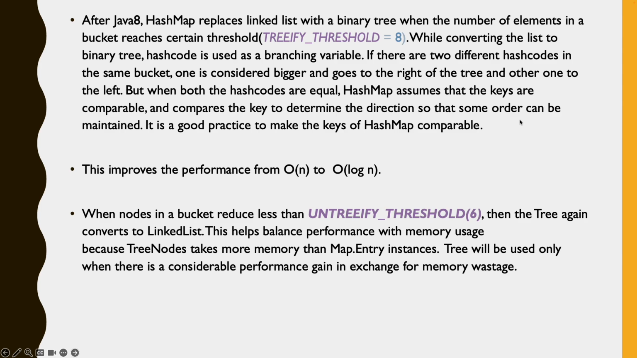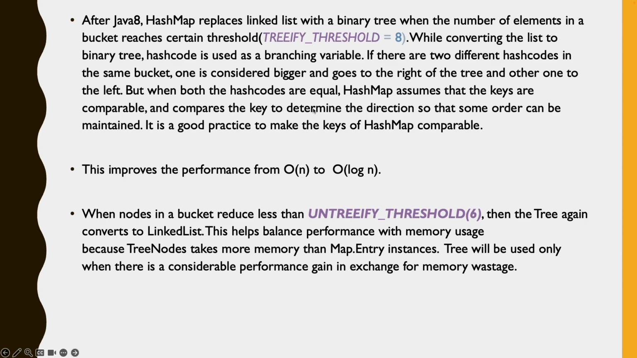How will it get converted to a binary tree? What are the parameters that will be used? It will use the hash code as the branching variable. If there are two different hash codes in the same bucket, then one is considered as bigger and goes to the right side of the tree, and the other one is considered as smaller and goes to the left side of the tree. But when both the hash codes are equal, HashMap assumes that the keys are comparable and compares the value of the key to determine the direction. So it is always a good practice to make the HashMap keys comparable.